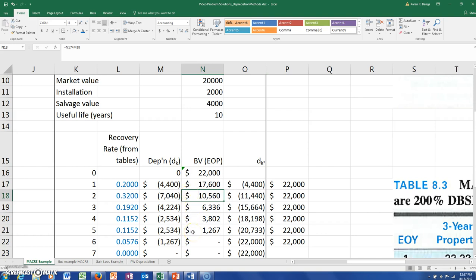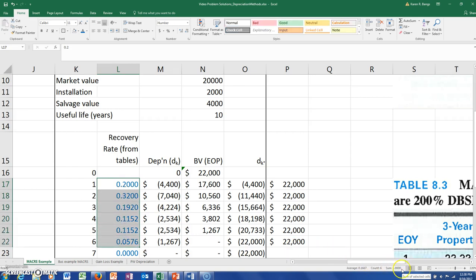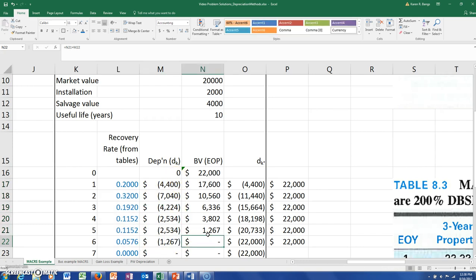And that follows suit throughout the entire table down to year 6, where we know that we would have a book value of 0 because if we added up all of our rates, you can see they sum up to 1. So now we have taken all of the cost of the asset to the income statement via depreciation in each year, as shown by these depreciation expenses in each year. And so our book value at the end of year 6 is 0.